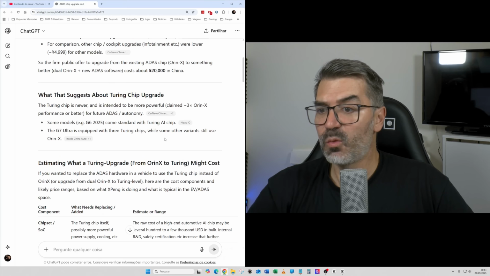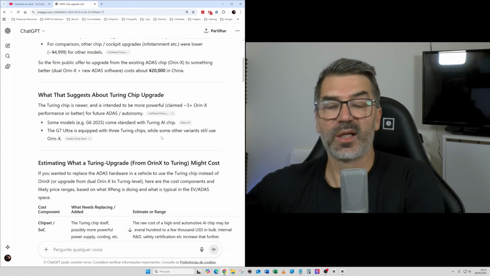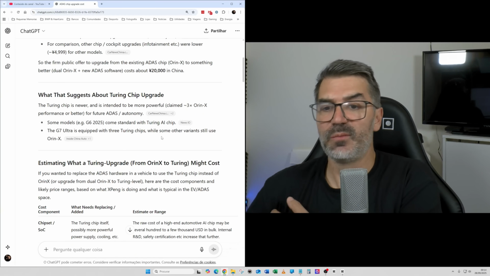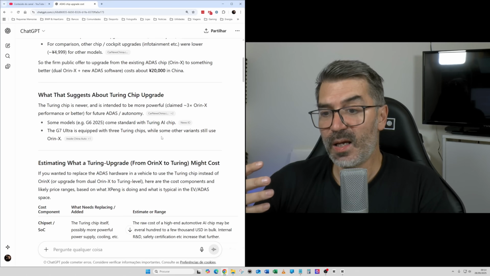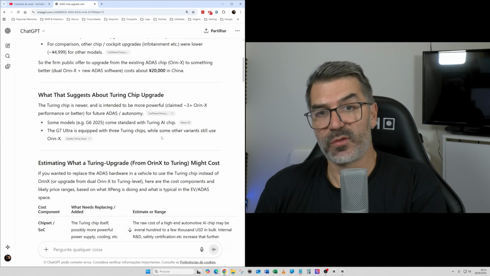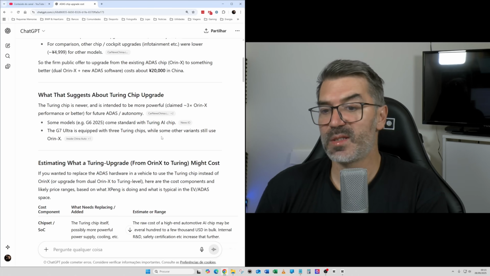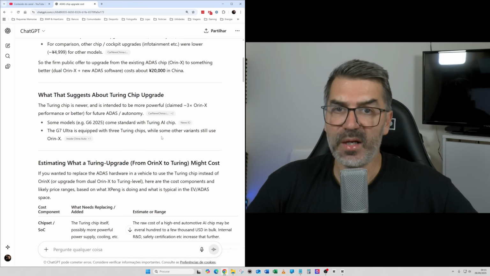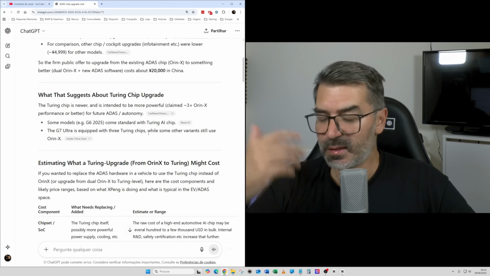So then what that suggests about a Turing chip upgrade. So it knows that even though that was for one chip to two chips, the Turing chip is three times the OrinX performance or even better. And it says that the new G6 in China is coming with Turing AI chips, and the G7 and also the new P7 has three Turing chips inside. So there are many variants, so we don't know what to expect still, but let's continue.